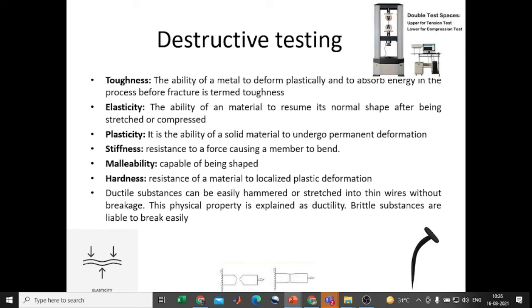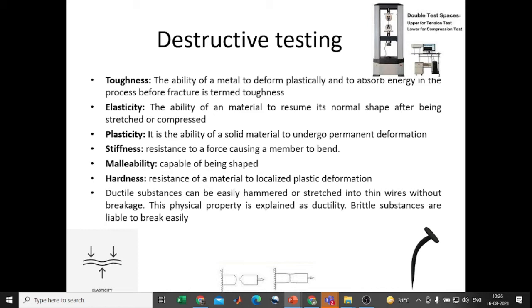In that, you observe when the material breaks after applying the load, which is time dependent, and also how the cross sectional area behaves. How much the cross sectional area decreases before breaking or before fracture, you should examine with the tension test. Based on your tension test result, you may classify the material into ductile material and brittle material. Here, what is ductile material? Ductile substances can be easily hammered or stretched into thin wires without breakage.